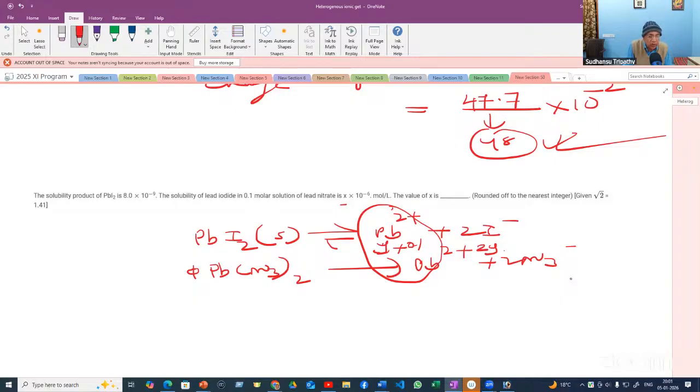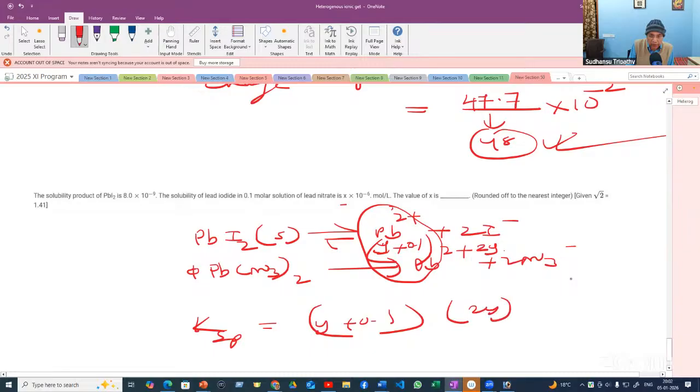Solubility is known from the uncommon ion, 2Y, because we have taken solubility as Y. If you take the I minus concentration as something P, then solubility would have been P by 2. But here we have taken solubility as Y, so the I minus concentration is 2Y, and the lead concentration is Y plus 0.1. So if you write down the KSP expression, it will be Y plus 0.1 into 2Y square.